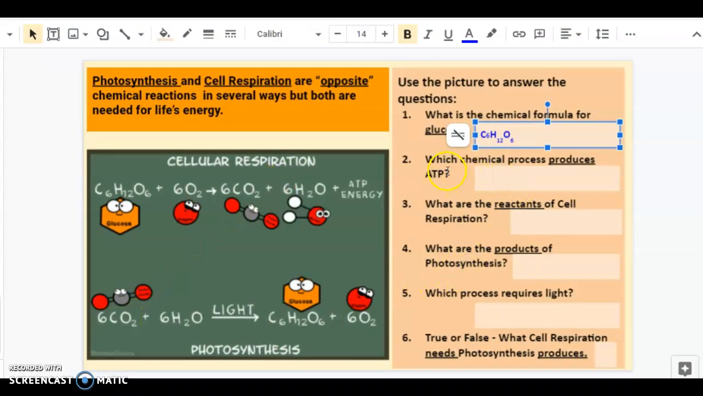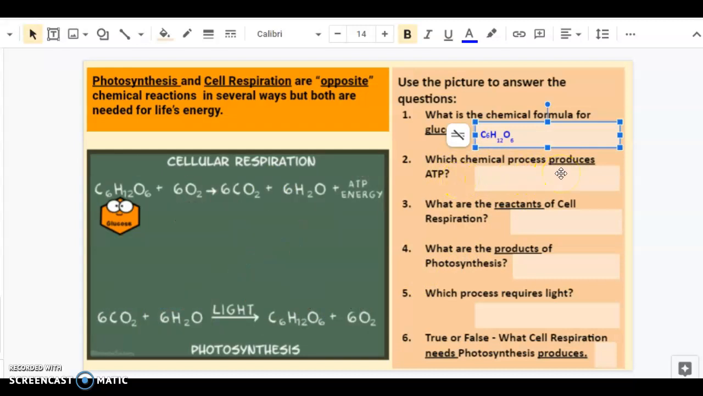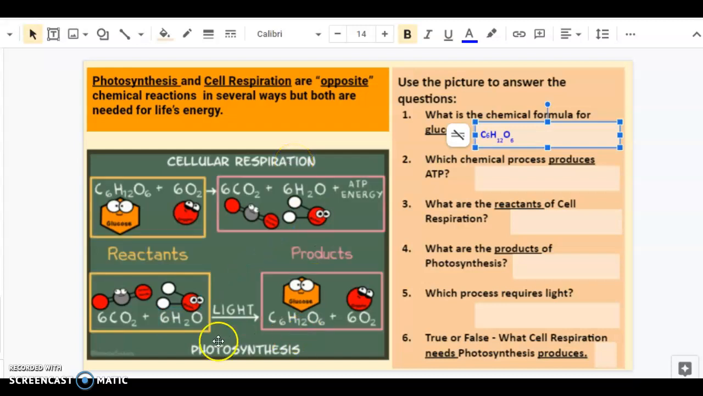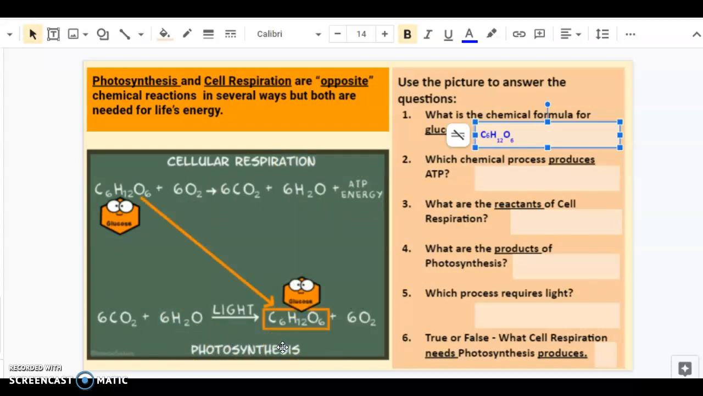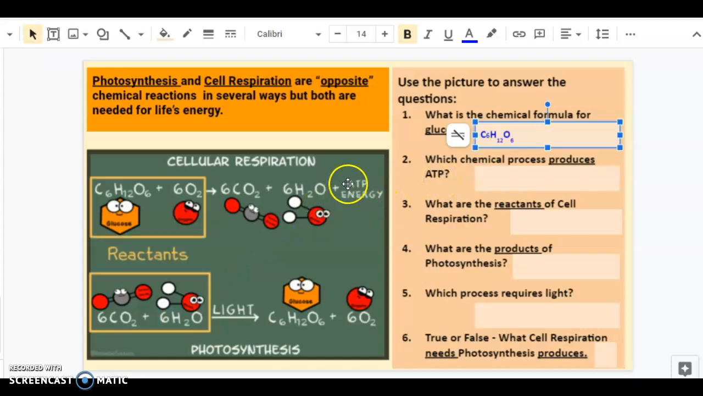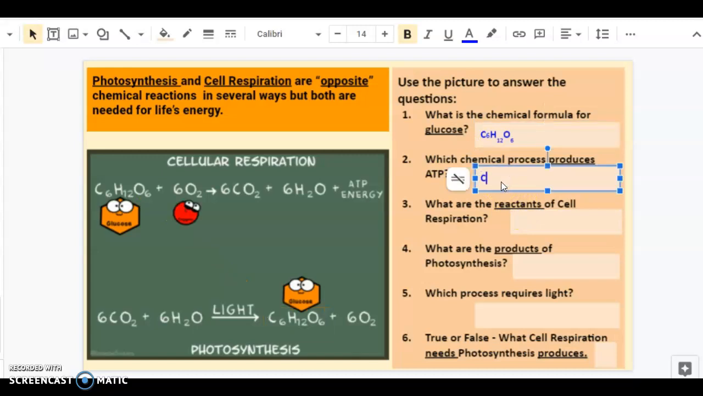All right, which chemical process produces ATP? So if it's being produced, it's going to come after the arrow. The arrow is where the reaction is happening. It's where the work is going on. Which chemical process? Process is the name for what's happening. So the process on the top is cellular respiration, and the process on the bottom is photosynthesis. The reaction is described here, and each of these is a chemical formula. So we want to see which one produces ATP. It ends with ATP, and we see ATP on the end here, and this process is cellular respiration.